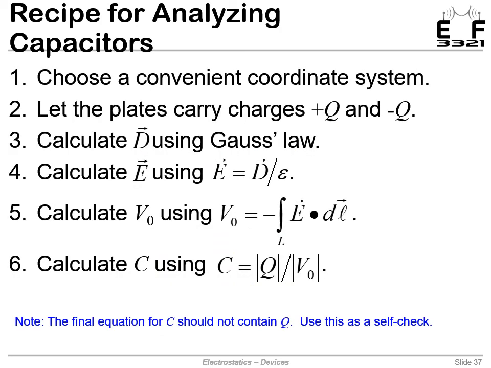So here's our recipe for analyzing capacitors. We'll be handed some twisted tangle knot of metal, and we'll have to figure out what is the capacitance of that structure. So number one, choose a convenient coordinate system. If it looks like a cylinder, pick cylindrical coordinates. If it looks like a block, pick Cartesian. The next thing we'll do is let the plates carry a charge plus Q on the positive voltage plate and minus Q on the negative voltage plate. So they're carrying the same charge, just opposite sign.